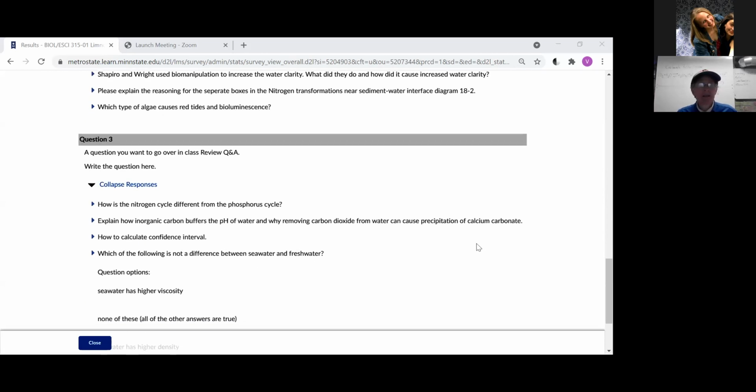Hey, how to calculate a confidence interval? A confidence interval is the average plus or minus a specific term. The formula for that specific term is on the reference sheet. The specific term is like the t critical value. Do you want a p-value of 0.05 or do you want a p-value of 0.1? That determines your t critical value times the standard deviation. And the formula is on the reference sheet.